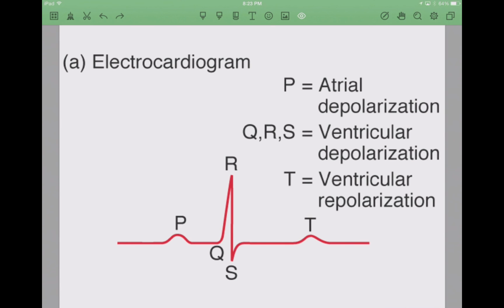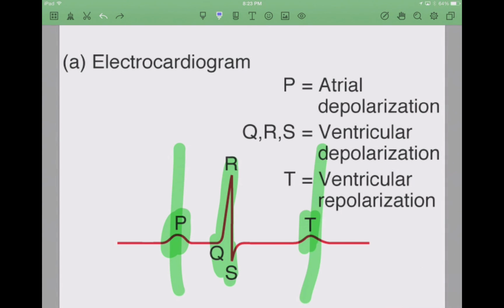So on a test, please tell me that this is the atrium firing, and tell me that this is the ventricle firing, and then over here, tell me this is when the ventricles are all recovered and ready to go again. Okay? Really, that's one heartbeat from here to here.